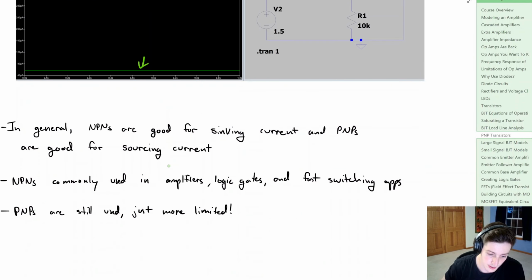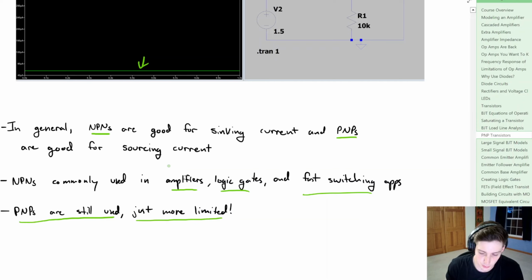Now in general, NPN transistors are good for sinking current and PNP transistors are good for sourcing current. Again, we'll see more of this in the advanced electronics playlist a little bit in the future, but we commonly see NPNs used in amplifiers, logic gates, fast switching applications. Now a PNP transistor, or a set of them, can do this, but the question really depends. Should you do this based on cost, speed, performance, etc.? So PNPs are still used. They're still worthwhile considering, but they're more limited and more advanced.